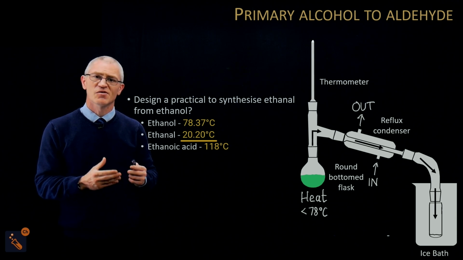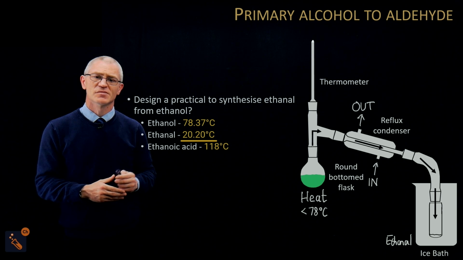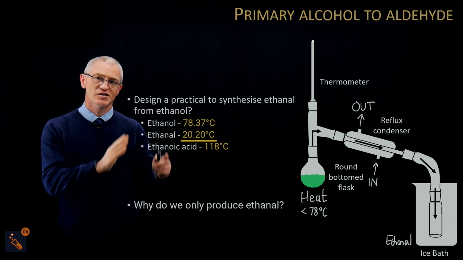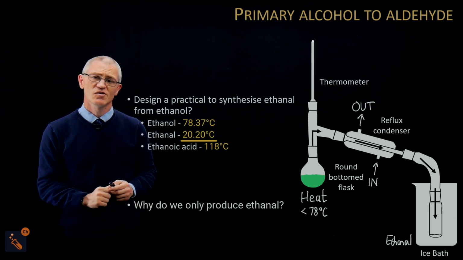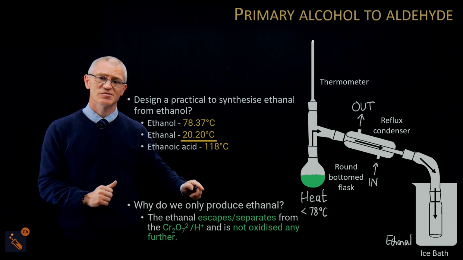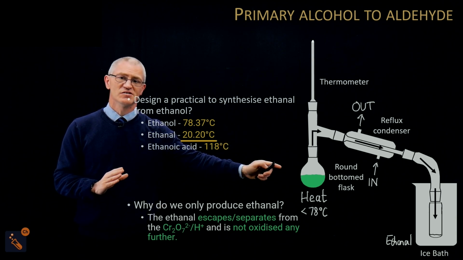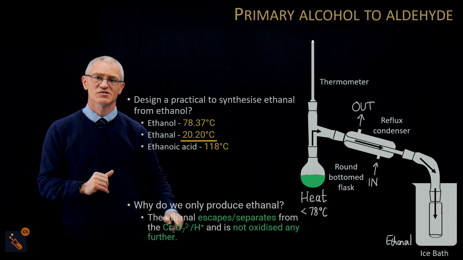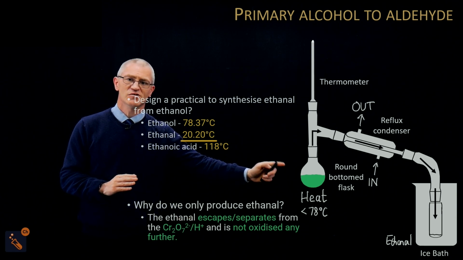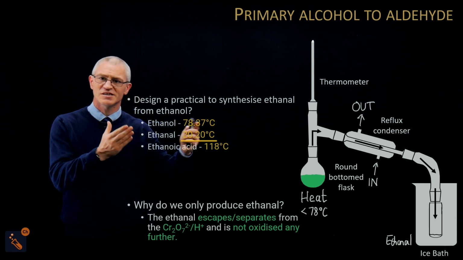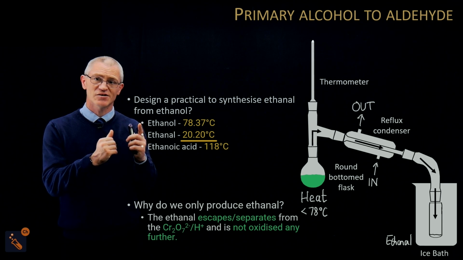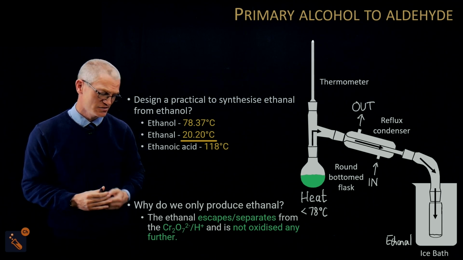Now we've done that, and we've produced our ethanal. Now we want to know, why do we only produce the ethanal? Well, it's good to explain within the question that the only reason we produce the ethanal only is because the ethanal escapes or separates from the oxidizing agent. The oxidizing agent is the Cr2O7 2- and the H+, the acidified potassium dichromate, and it escapes from it. And as soon as it escapes from it, it stops reacting and won't get oxidized any further, because remember, it can get oxidized all the way to the ethanoic acid.